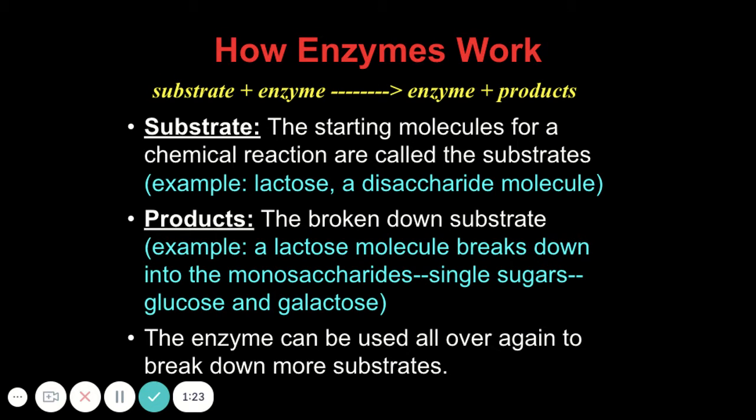Enzymes are reusable molecules. They do their job, and then they are ready to do more work. The general term for the molecule they break down is called a substrate. For example, lactose, the disaccharide found in dairy products, or double sugar, is a substrate. When we eat, our digestive enzymes help to break down our food. Lactose is broken down with the enzyme lactase, and the products of lactose are the single sugars, glucose and galactose. And then that enzyme lactase can go on and break down even more lactose molecules after it does its job.